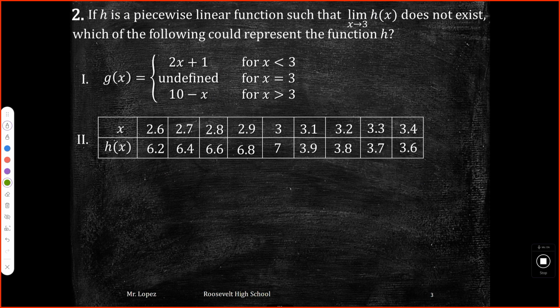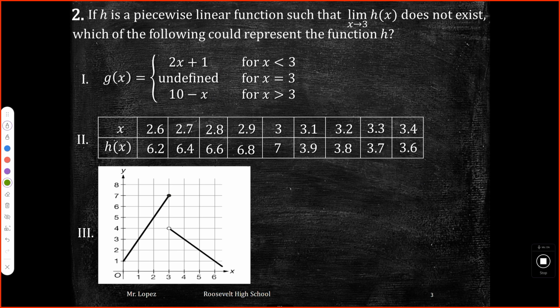So try this one. If h is a piecewise linear function such that the limit as x approaches 3 of h of x does not exist, which of the following could represent the function h? This should be h, shouldn't be g.